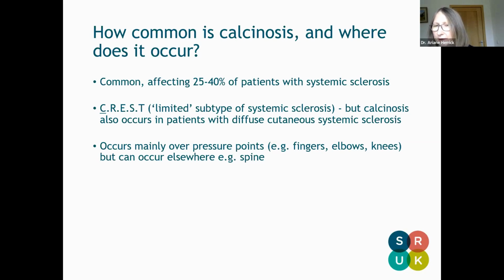Calcinosis tends to occur mainly over pressure points. That is the fingers, and particularly the thumbs and index fingers, as we saw on the slide earlier, and over the elbows and the knees. Sometimes it can, however, occur in other areas. For example, it can occur in the neck or in other parts of the spine. Okay, next.